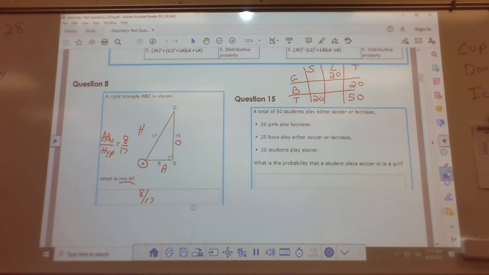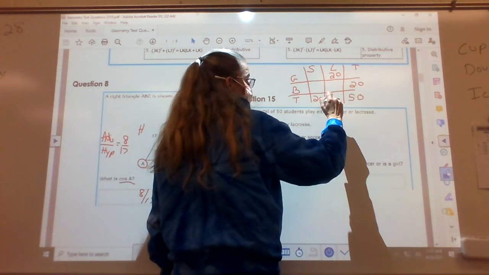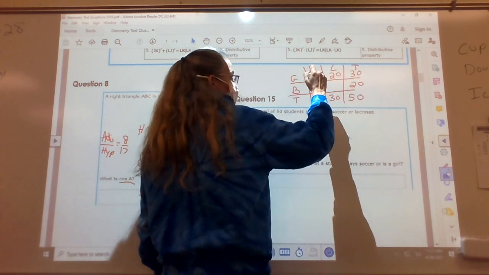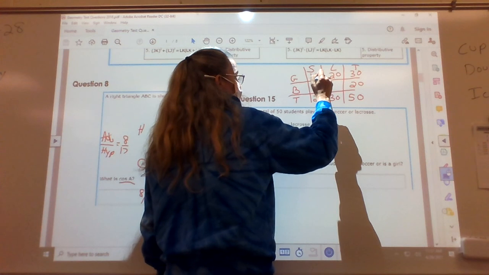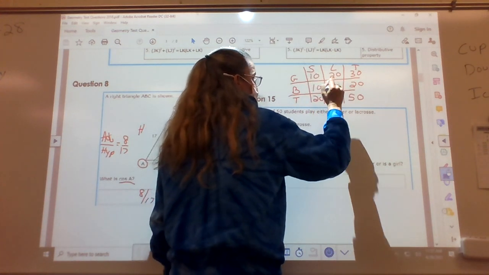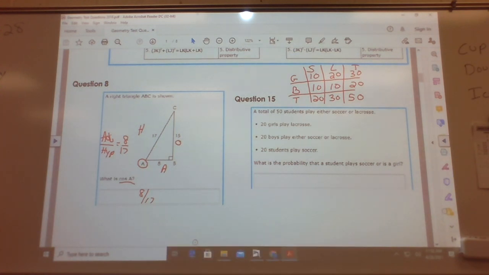Well, using those numbers, I can fill out the rest. 20 plus 30 is 50. 30 plus 20 is 50. 10 plus 20 is 30. 10 plus 10 is 20. 10 plus 10 is 20. So there's my chart. Like I said, they didn't tell us to do a two-way frequency chart, but it seemed to make the most sense, because I have two different things I'm comparing. I'm comparing boys and girls, soccer and lacrosse.